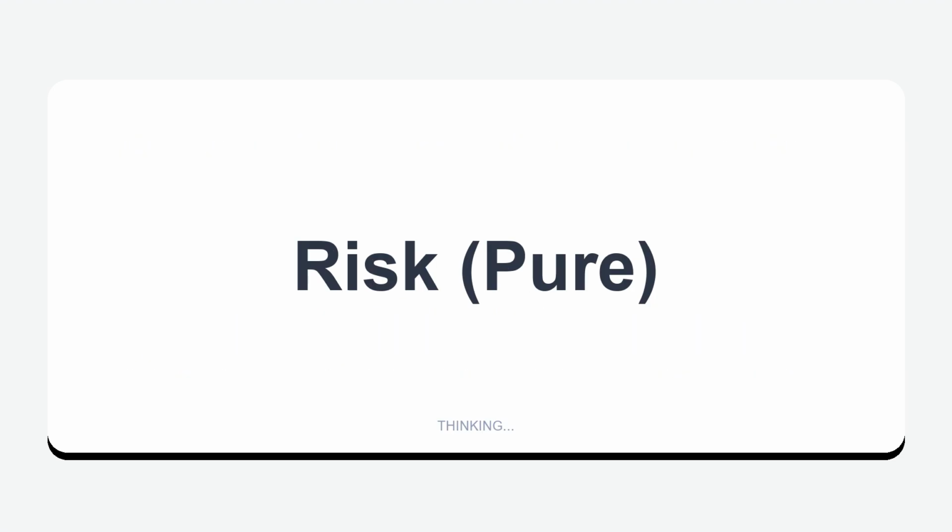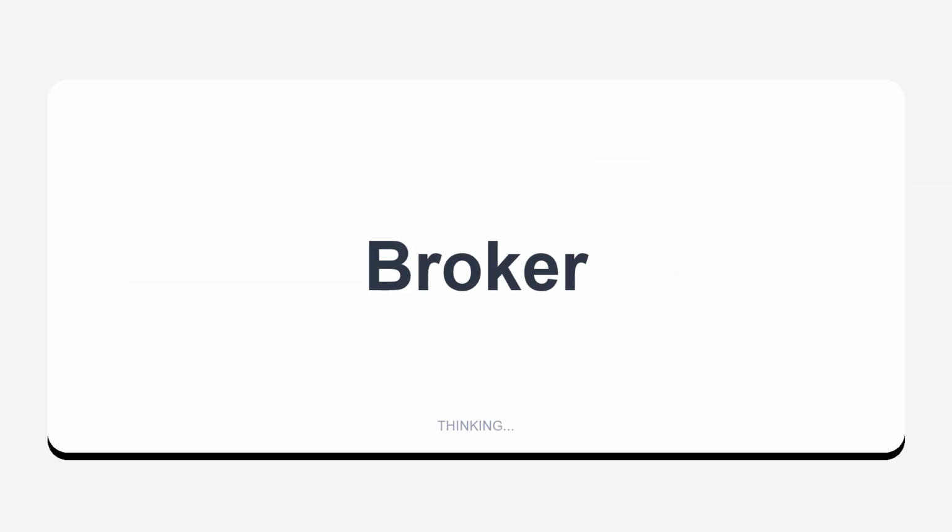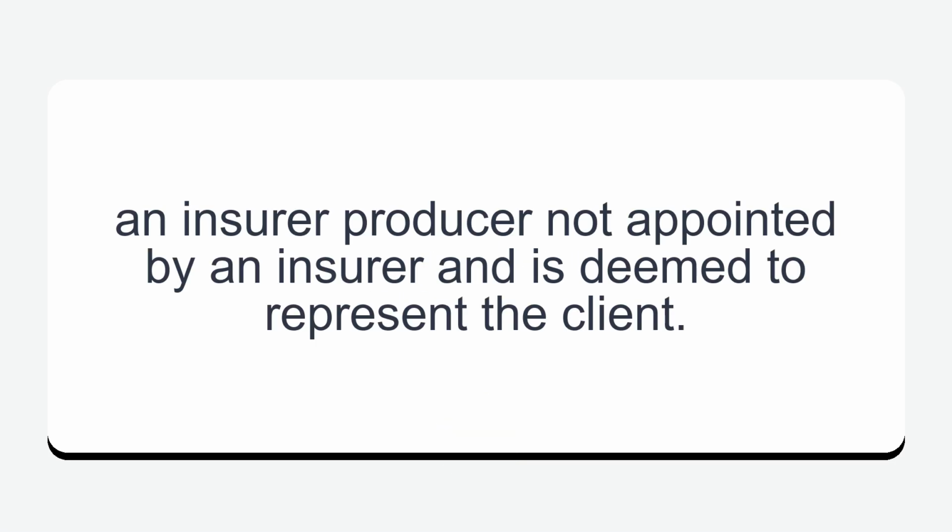Risk, pure: pure risk refers to situations that can only result in a loss or no change. There is no opportunity for financial gain. Pure risk is the only type of risk that insurance companies are willing to accept. Broker: an insurer-producer not appointed by an insurer and is deemed to represent the client.